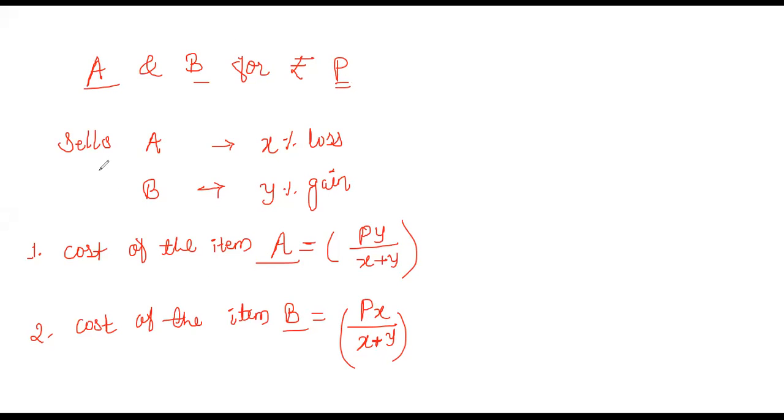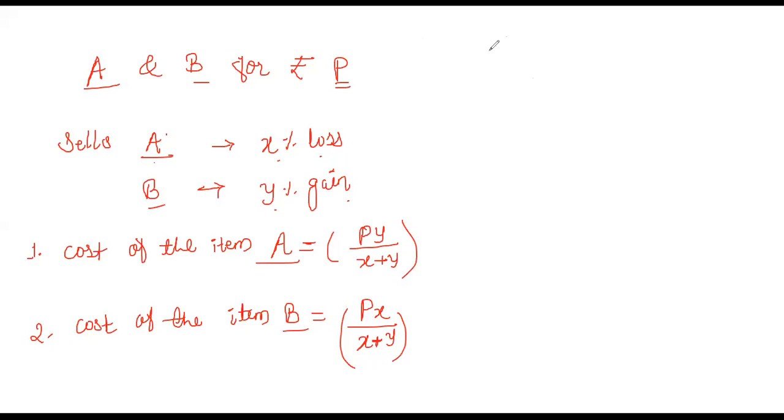And if he sells A with X% loss and item B with Y% gain, then what is the cost of A and what is the cost of B? Cost of A can be calculated with the formula P into Y divided by X plus Y, and cost of the item B with Px divided by X plus Y. Okay.